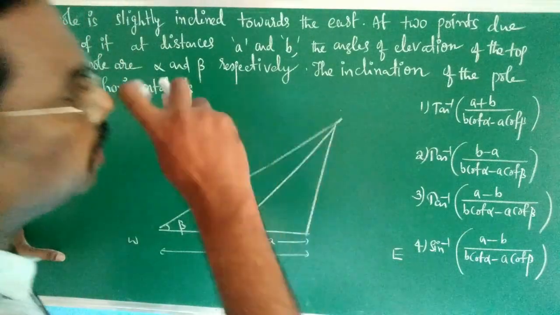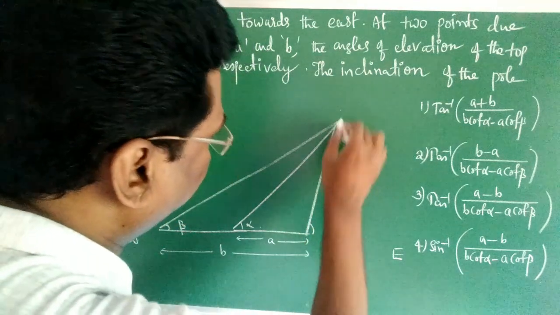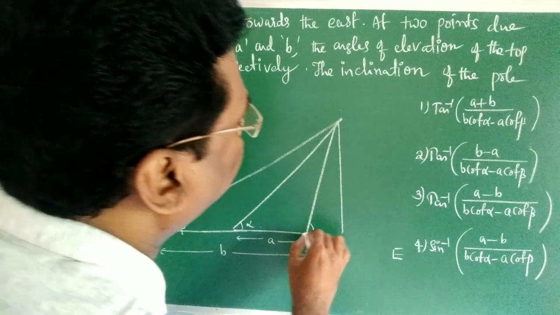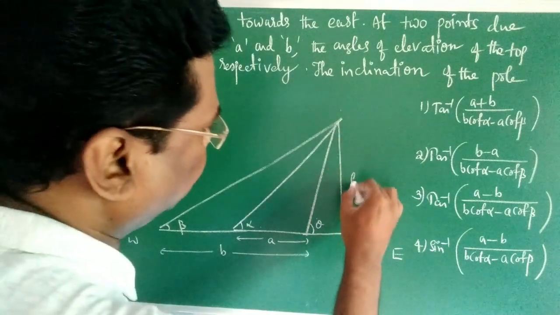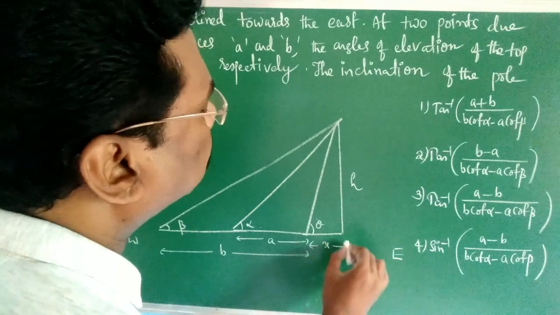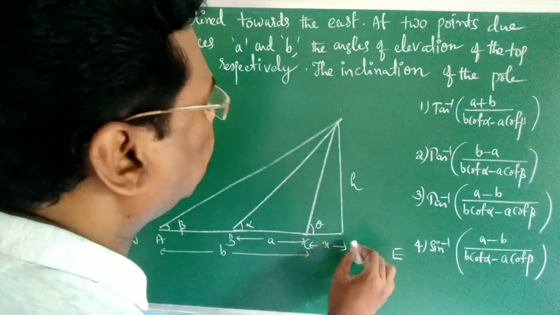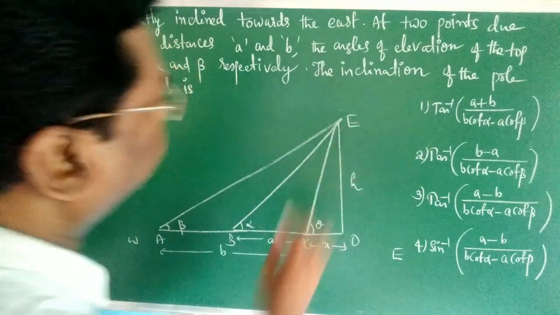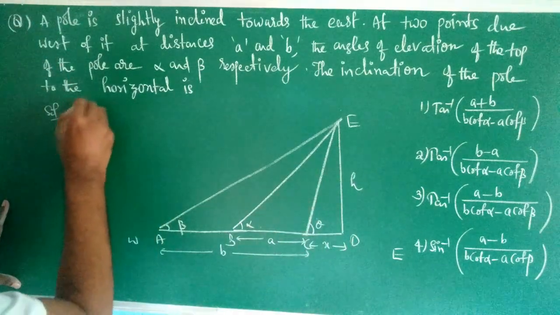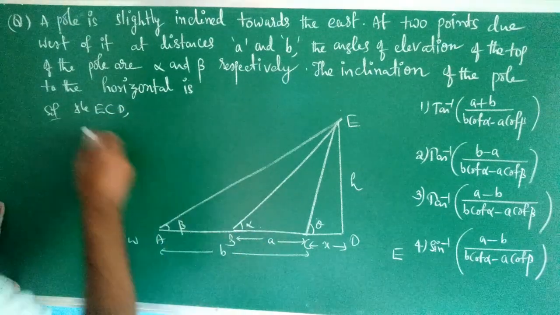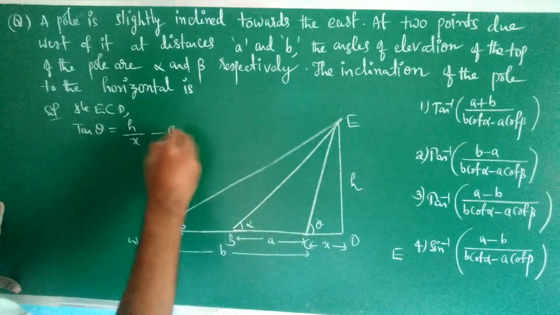Now the inclination of the pole to the horizontal. Draw the perpendicular to the horizontal; this angle is theta. Here the height is h, here the distance is x. Now A, B, C and D, and this one E. Here there are three triangles. Now from triangle ECD, tan theta is equal to h by x. Equation 1.